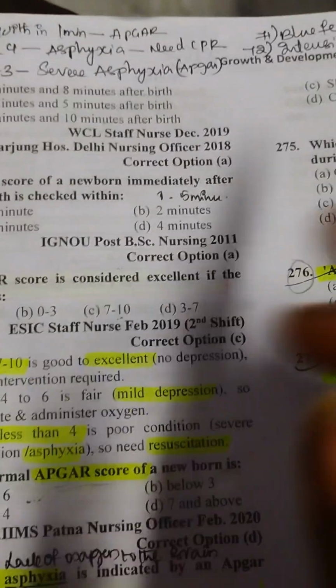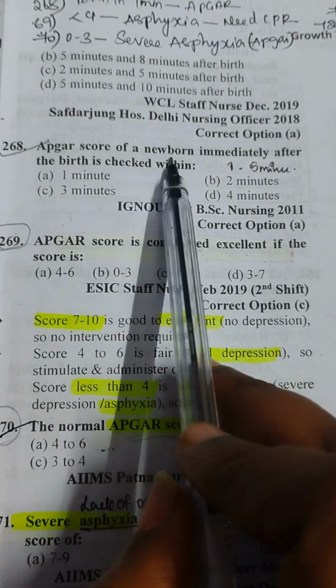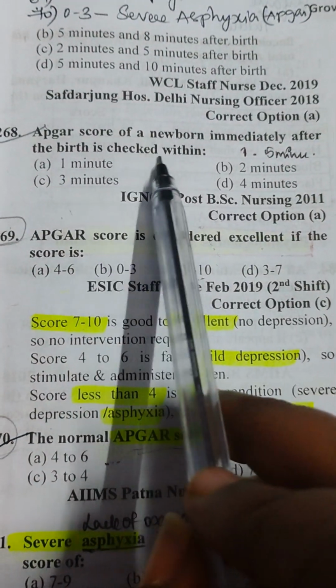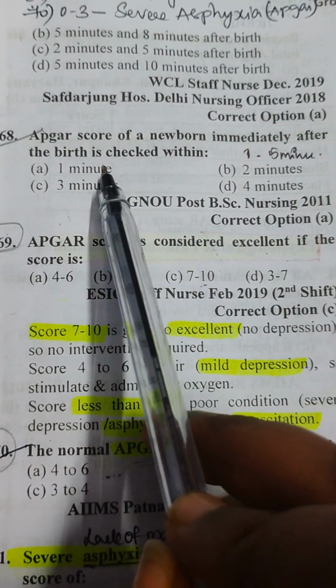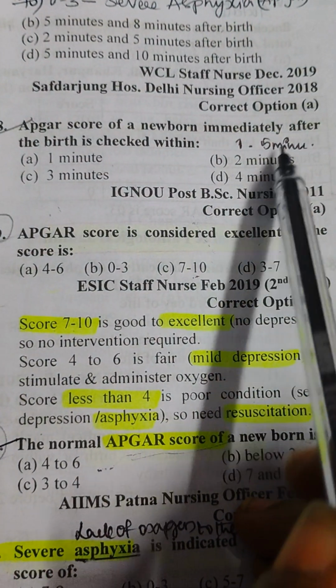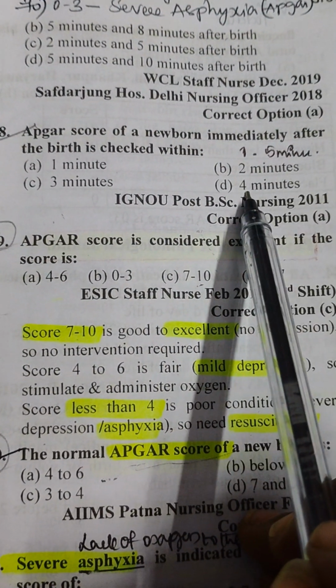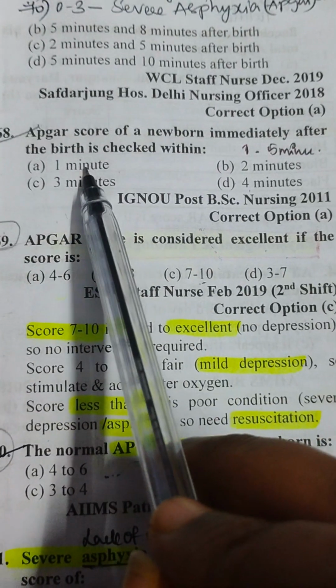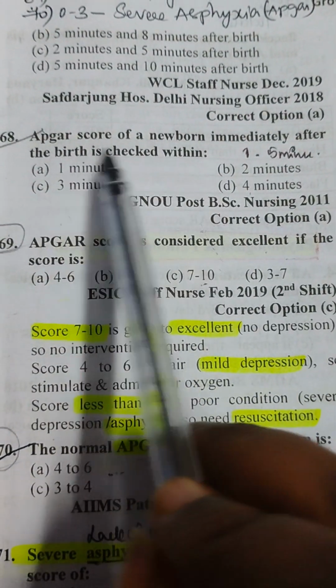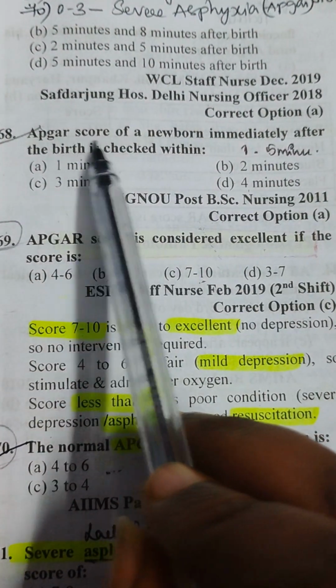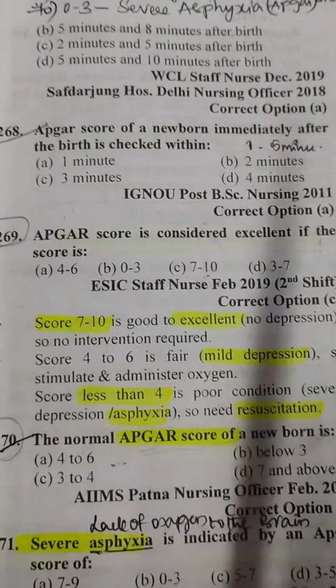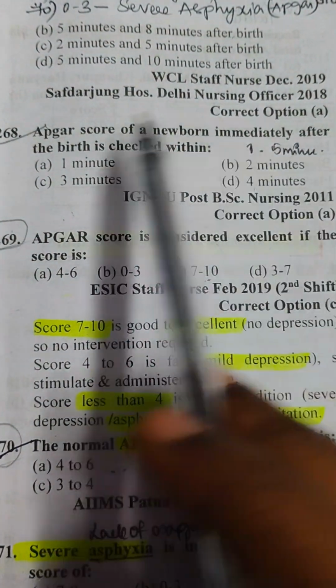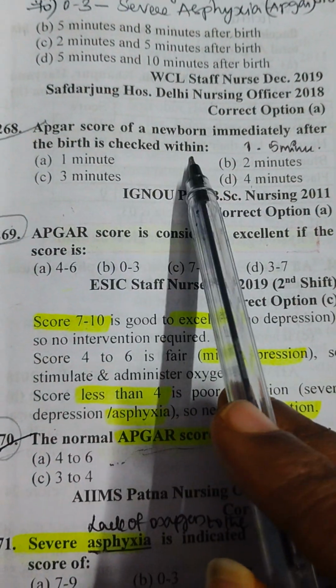The next question: APGAR score of newborn immediately after the birth is checked within 1 minute. So here they didn't mention 5 minutes, they gave 1, right? So the APGAR score of a newborn immediately after the birth is checked within 1 minute.